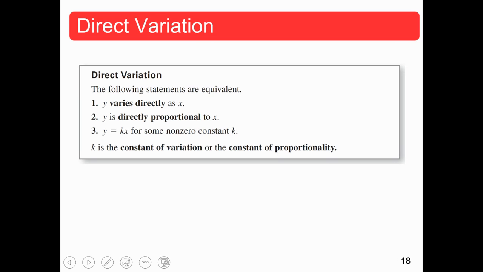So when we say that something varies directly or is directly proportional, it is always in this format, y equals kx. K is a constant. It's a constant of variation or the constant of proportionality, or in other words, it's the slope.